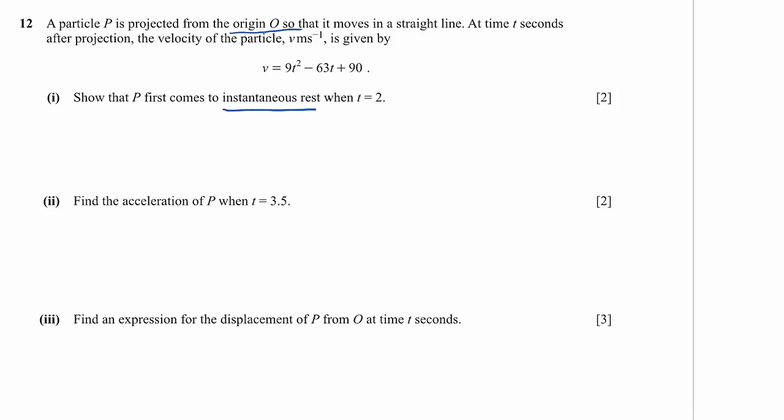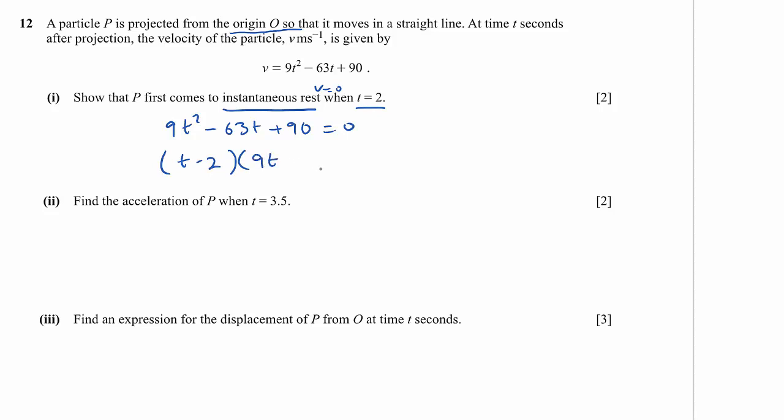So rest means v equals 0. So we have 9t squared minus 63t plus 90 equals 0. That might be quite difficult to factorise, but we've got a bit of a clue that t minus 2 might be one of the factors. So let's see if we can get that to work.